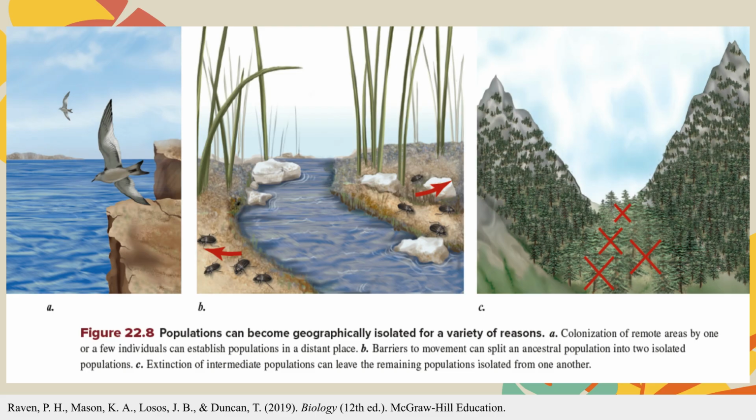This figure shows different ways geographic isolation can occur. In one example, a few individuals colonize a remote area, forming a new population. In another, a barrier like a river splits a population into two. In the last example, intermediate populations go extinct, leaving remaining groups isolated. In all cases, physical separation prevents mating, allowing genetic differences to accumulate over time.